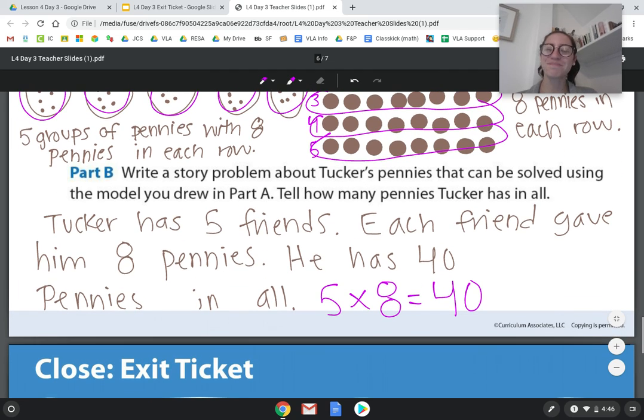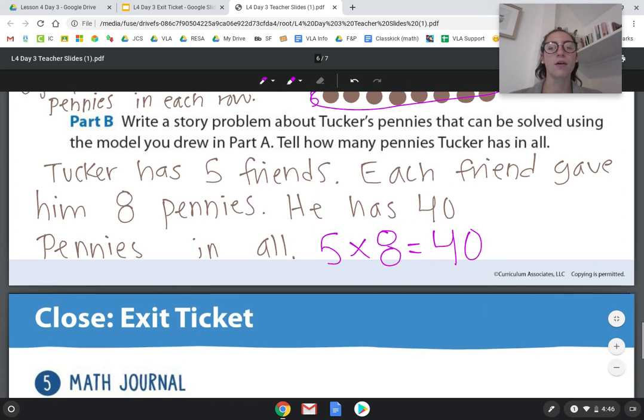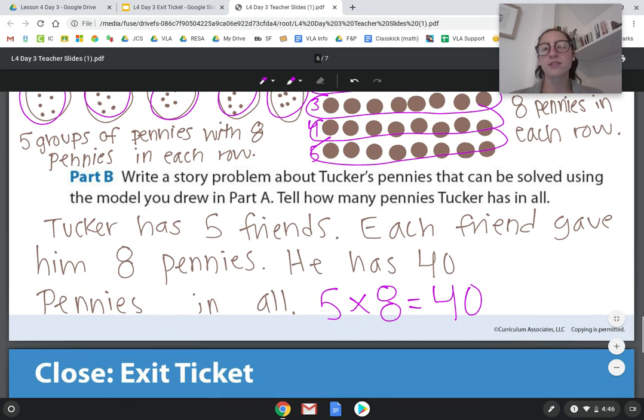Now let's look at part B. Part B said, write a story problem. We get to be authors about Tucker's pennies that can be solved using the model you drew in part A. Tell how many pennies Tucker has in all. So friends, if you were to have used the group strategy to draw 5 times 8, you might have said a story like this. Tucker has 5 friends. Each friend gave him 8 pennies. He has 40 pennies in all. 5 times 8 equals 40.